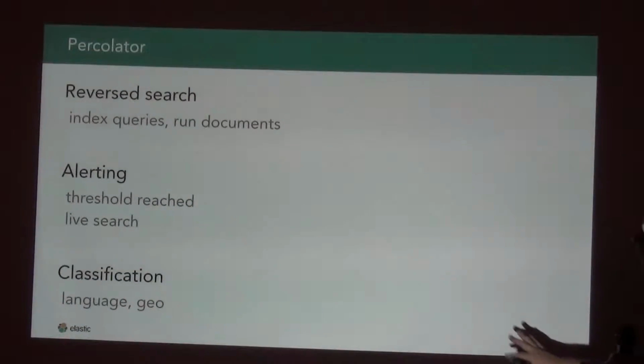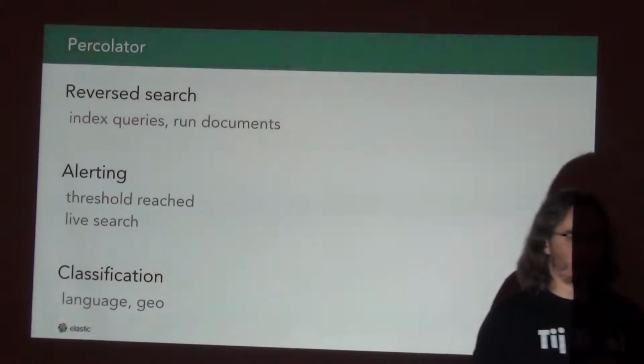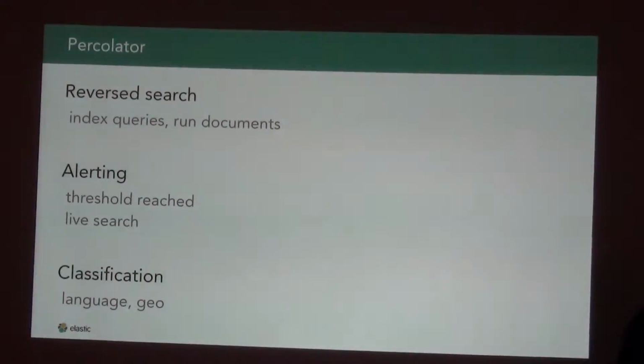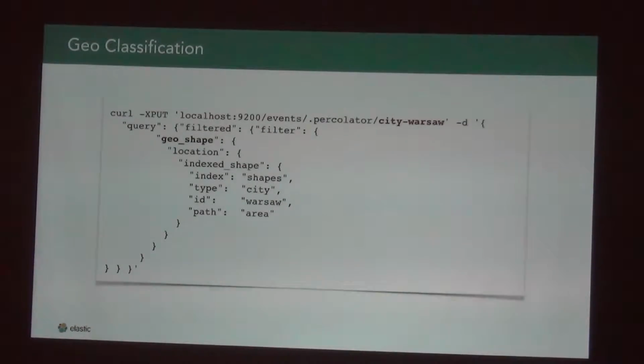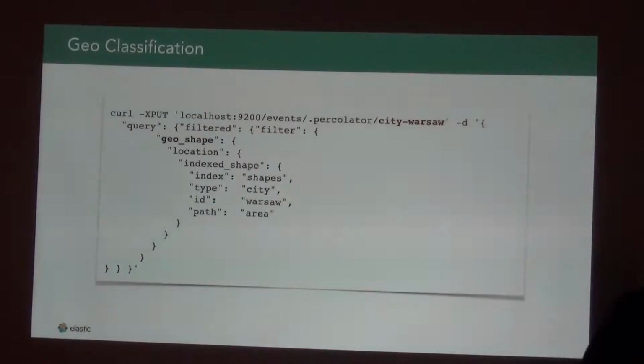But what we're going to look at, which is the less obvious use cases, is classification. So essentially to discover more information about our documents. The first one that we'll look into is Geo Classification. Imagine that you have events, you index events, and each event has an address, has a geo point. But it only has a geo point. It doesn't tell you which country it is in or which city.